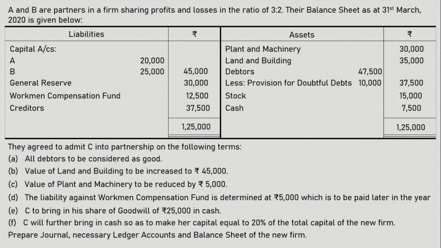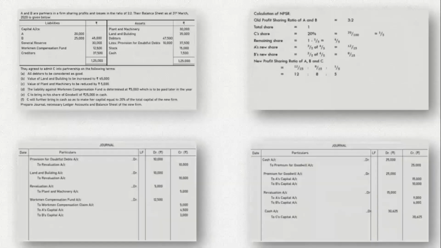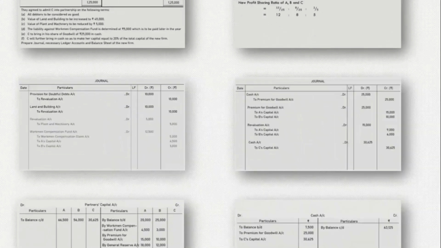Now check out the adjustment. It's by rupees 5,000. Okay, so plant and machinery is of 30,000 rupees. Now we have to reduce this by 5,000. It means we have to make it 25,000. Okay, let's go to journal.